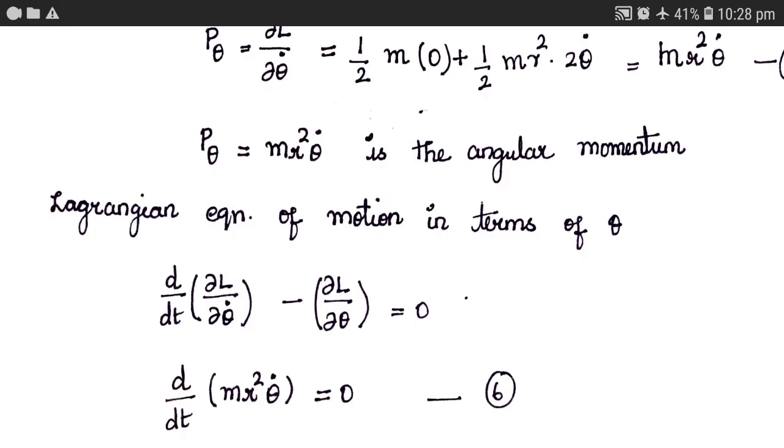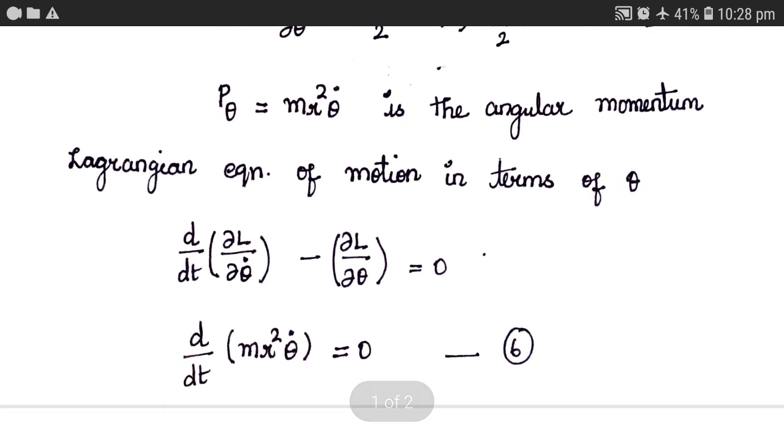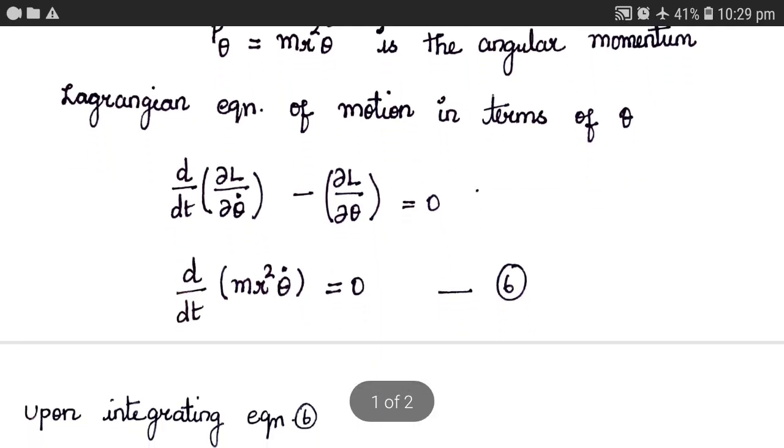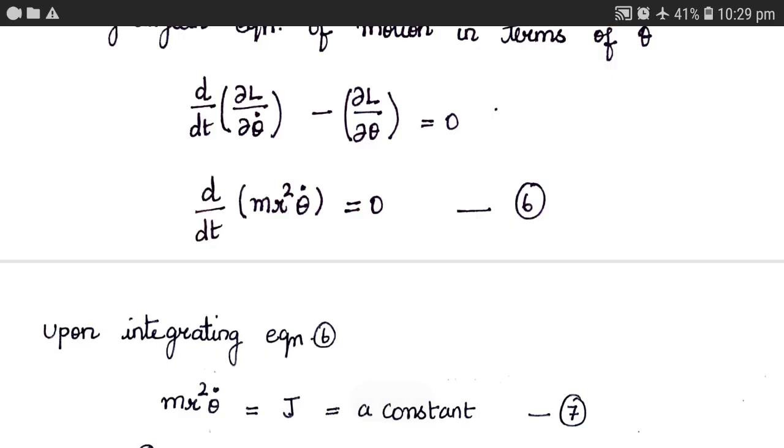Next, let us write the Lagrangian equation of motion in terms of theta. If you write the Lagrangian equation of motion in terms of a cyclic coordinate, we may solve the problem very easily. Since certain terms will be zero, the terms which we have to deal with become fewer. So d/dt of ∂L/∂theta dot minus ∂L/∂theta equal to 0. Since theta is a cyclic coordinate, ∂L/∂theta is equal to 0. We have only one term. So ∂L/∂theta dot is equal to m r square theta dot. Let us substitute it in. We get d/dt of (m r square theta dot) equal to 0.